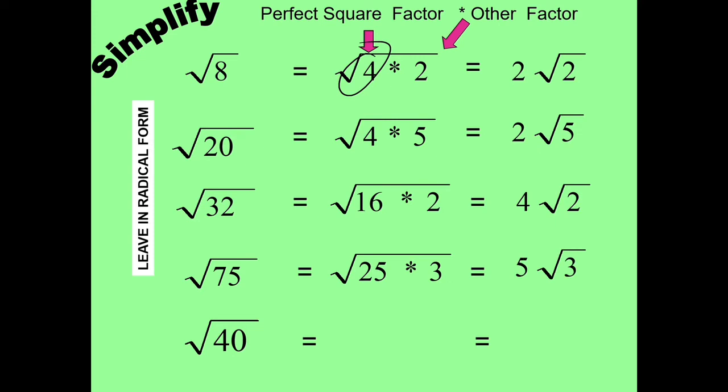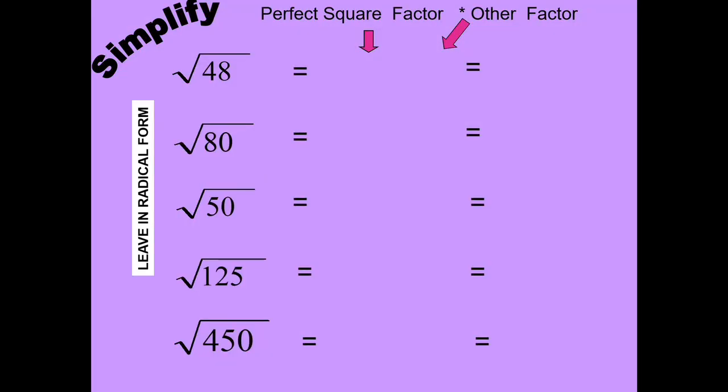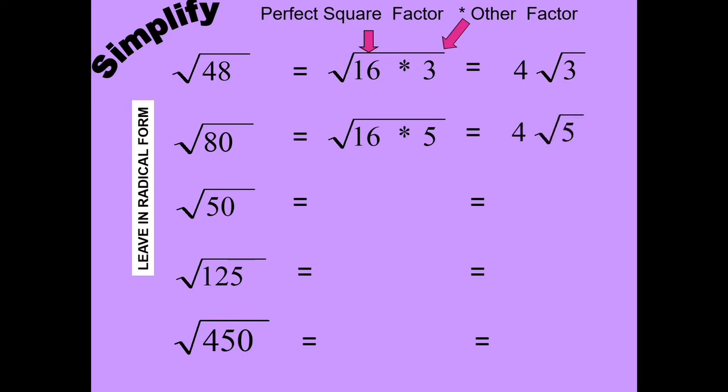Square root of 40 naman can be factored as 4 times 10, wherein 4 is a perfect square. Okay? Pag nilabas natin yung 4, kinuha natin yung square root, it will become 2 square root of 10. Okay. Another one, square root of 48. Yan, 16 times 3 is 48. Perfect square is 16. It will become 4 square root of 3. Ito naman ay 8. Square root of 80 is equal to square root of 16 times 5 is 80. 16 is a perfect square, so that is 4 square root of 5. And so on.